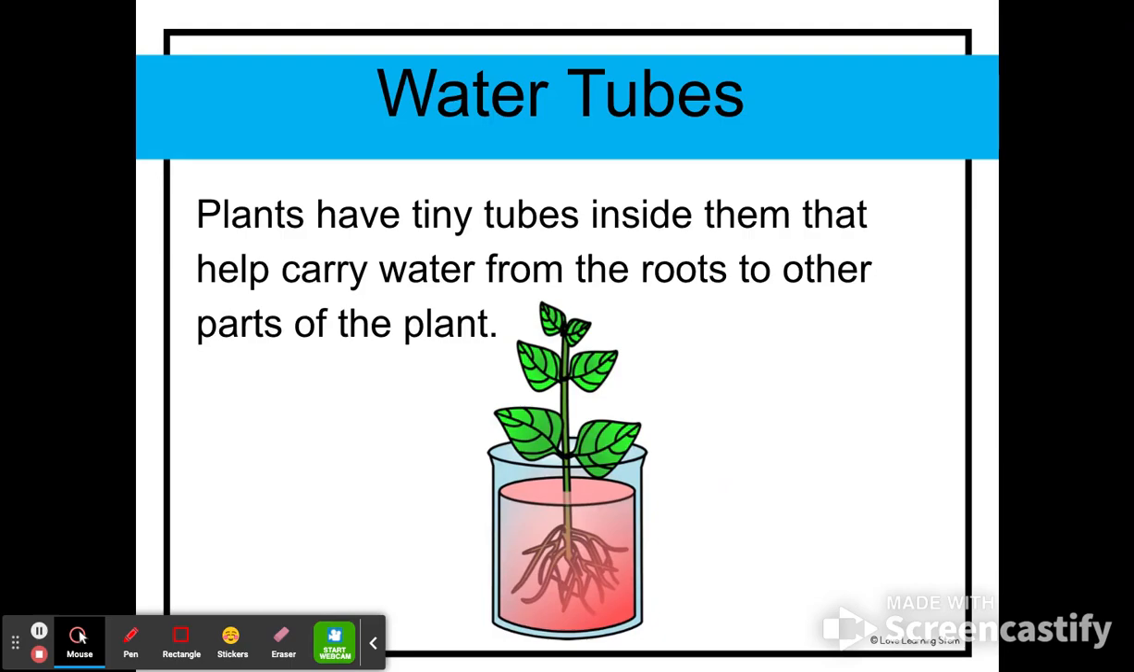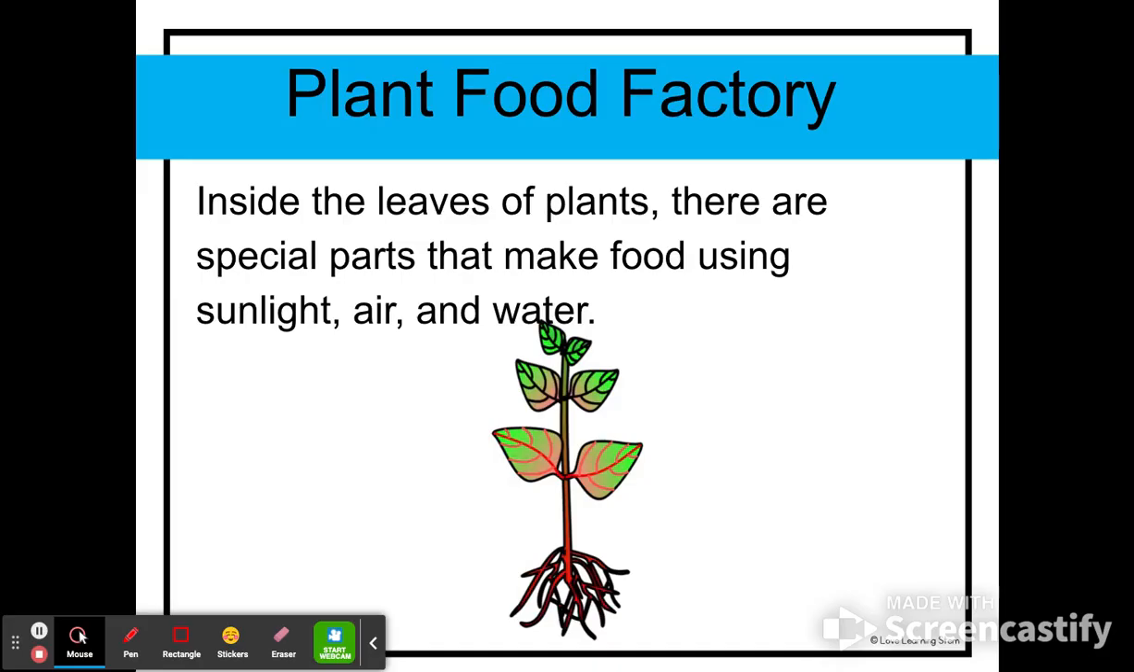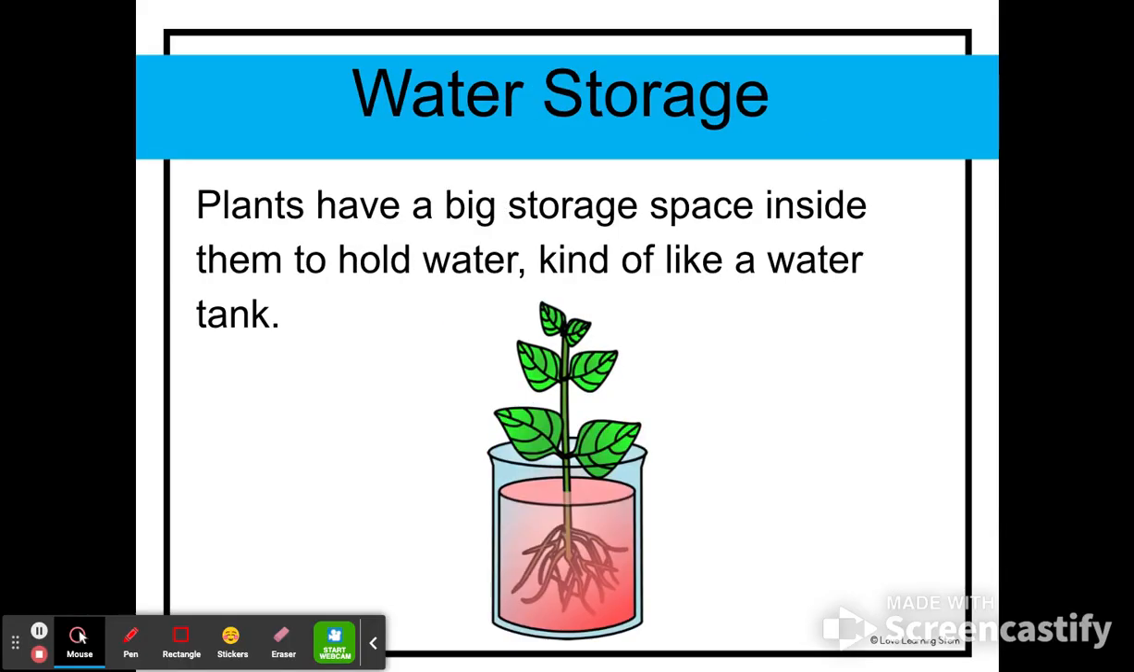Plants have tiny tubes inside them that help carry water from the roots to other parts of the plant. They also have food tubes, and these are special tubes that transport food made during photosynthesis, and they go to different parts of the plant. Inside the leaves of plants, there are special parts that make food using sunlight, air, and water. Plants also have big storage space inside them to hold the water, kind of like a water tank.